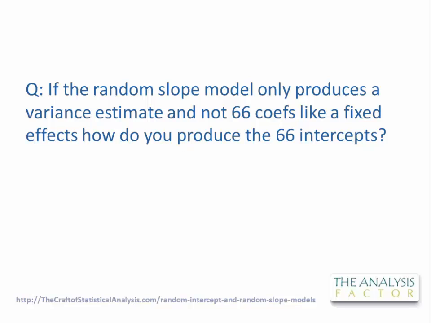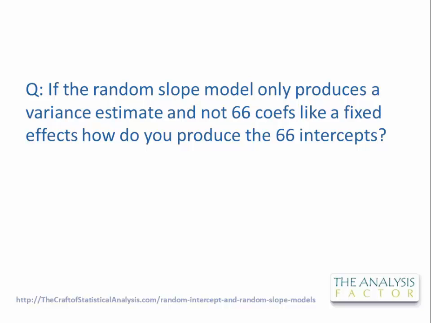Question: if the random slope model only produces a variance estimate and not 66 coefficients like a fixed effects model, how do you produce the 66 intercepts? Okay, it's actually doing it by treating those intercepts, each intercept for all 67 counties, as a latent variable. So this is a single variable with 67 values. Now, because it's latent, we can't measure it directly. Instead, what it's doing is predicting its values.